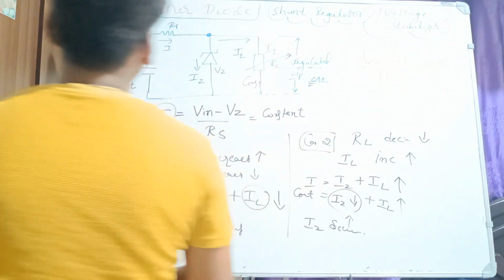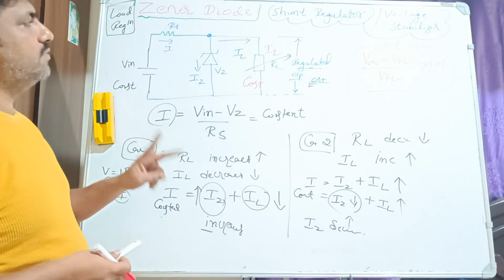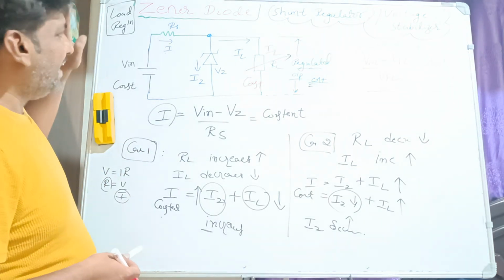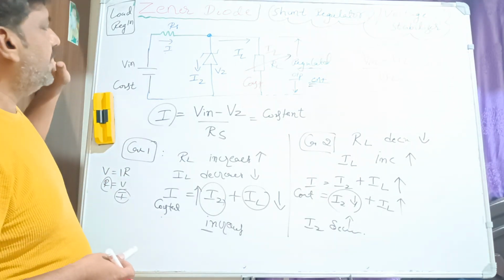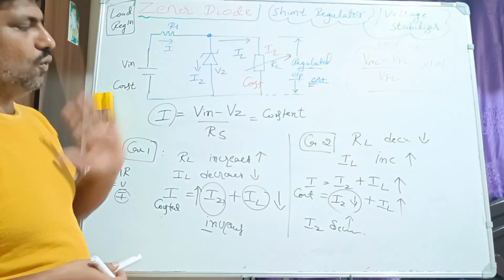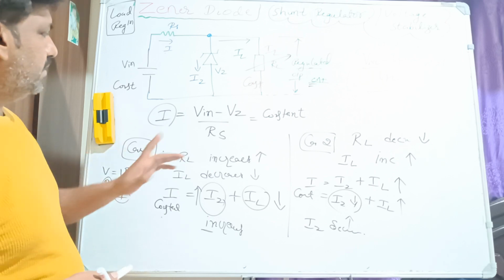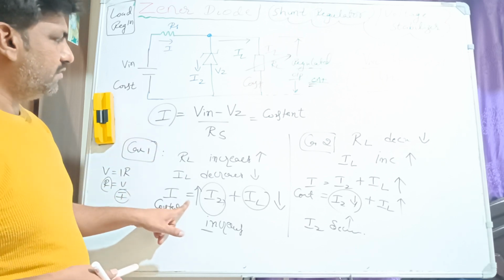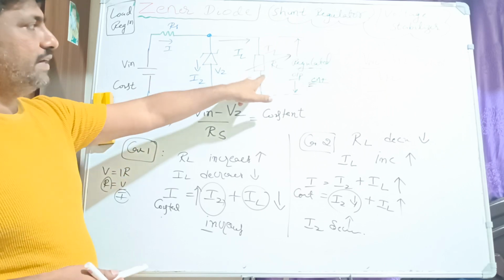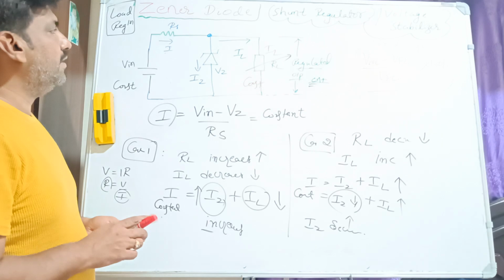So these are the basics of Zener diodes with respect to shunt regulator and voltage stabilizer. We have two main concepts. One is line regulation, by varying the input voltage. The second one is load regulation, by varying the load, right? This equation is very important in both cases. And which is the constant? In the first case, the output side is constant. In the second case, the input side is constant. That you should take note of, right?